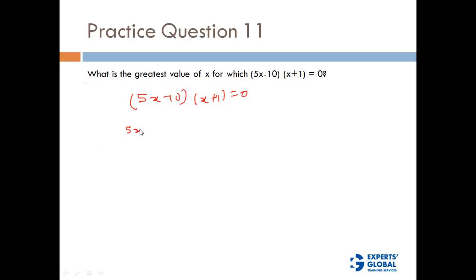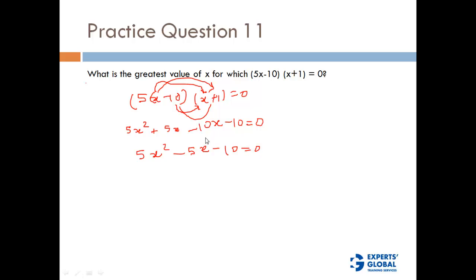So that means 5x square plus 5x. I am doing 5x into x and 5x into 1. Now I'll do minus 10 into x, which is minus 10x, and then minus 10 into 1, which is minus 10. This is equal to 0. So we get a quadratic equation 5x square minus 5x minus 10 is equal to 0. We'll see that 5 is common, so we'll just get rid of it. That makes it very easy to solve. So the equation is x square minus x minus 2 is equal to 0.